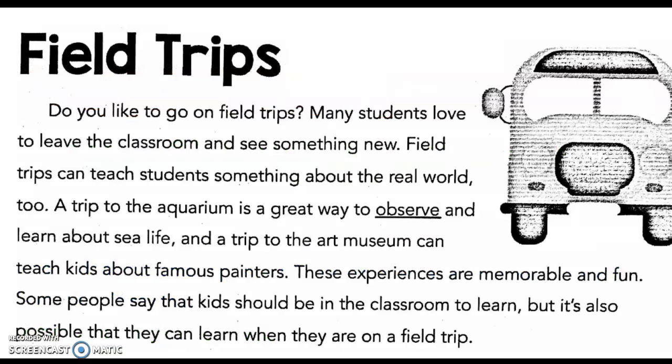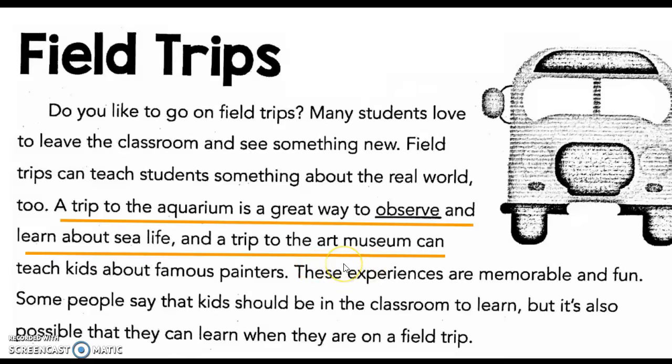And let's look at my text again. I just read it a second ago. And this is a good sentence here. A trip to the aquarium is a great way to observe and learn about sea life, right? And a trip to the art museum can teach kids about famous painters. So this is a big sentence that I can use, or I can use just part of it for my citing textual evidence. Because this is my proof, right? It says that I can learn about sea life. And a trip to art museum, I can learn more about famous painters. So that's kind of what we're working on.